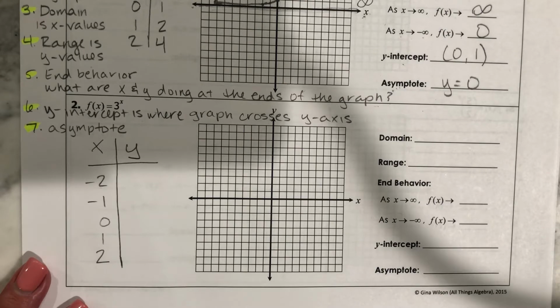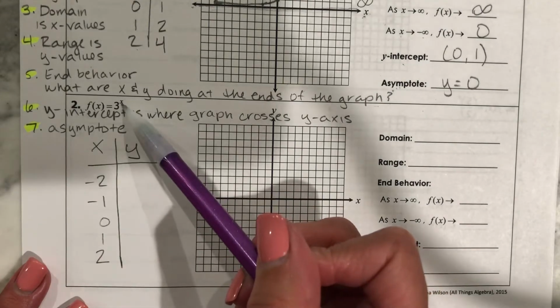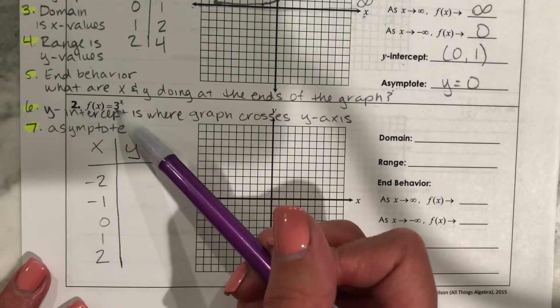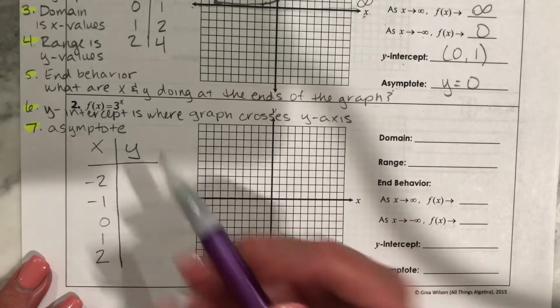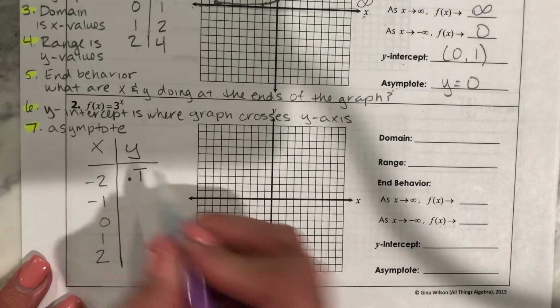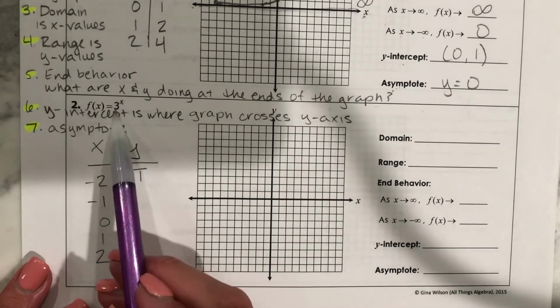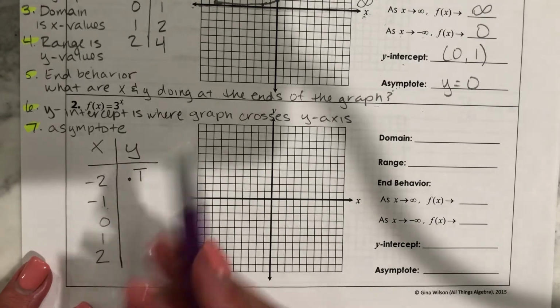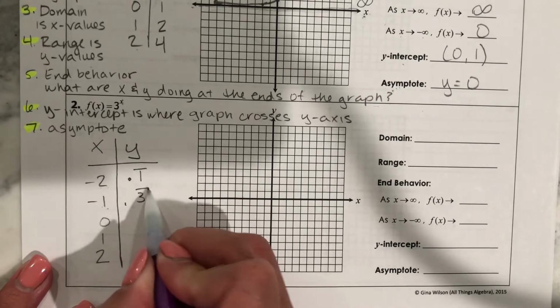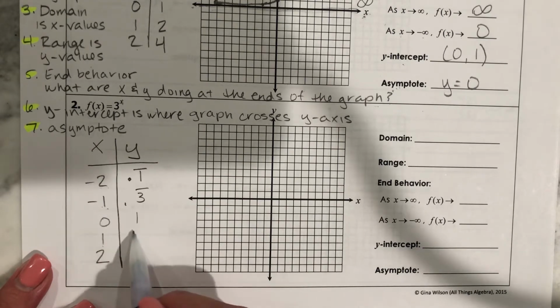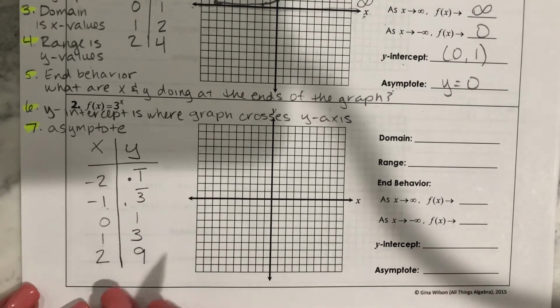Now take those x values and plug them into your equation to find y. So plug in -2 for x. So 3 to the -2. Throw that in your calculator. That's 0.1 repeating. -1. So 3 to the -1 is 0.3 repeating. 3 to the 0 power is 1. 3 to the first power is 3. And then 3 to the second power, 3 squared, is 9. So I have my table.